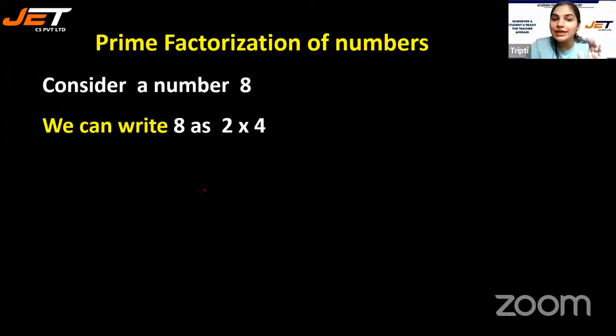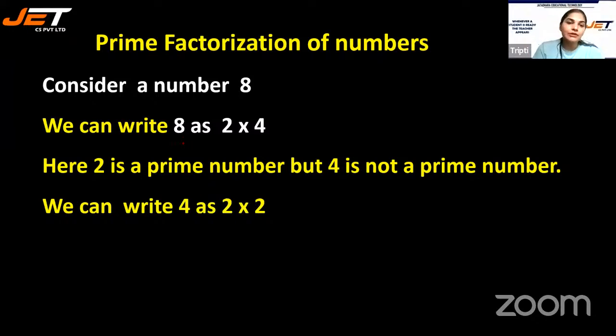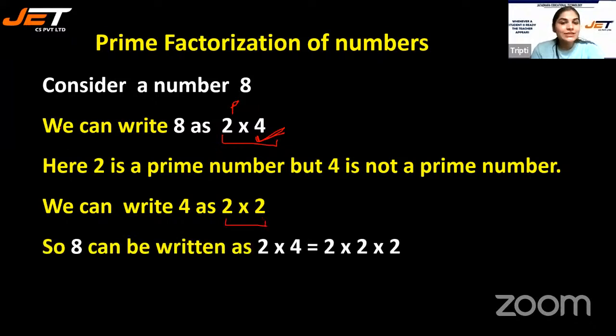Here, let's see another example, number 8. We can write number 8 as 2 times 4. Yeah? 2 is a prime number, but 4 is not a prime number. It's a composite number. It has more than two factors. First I did 8 as 2 and 4. Now I am writing this 4 as 2 times 2. So 8 can be written as 2 times 4 or 2 times 2 times 2.